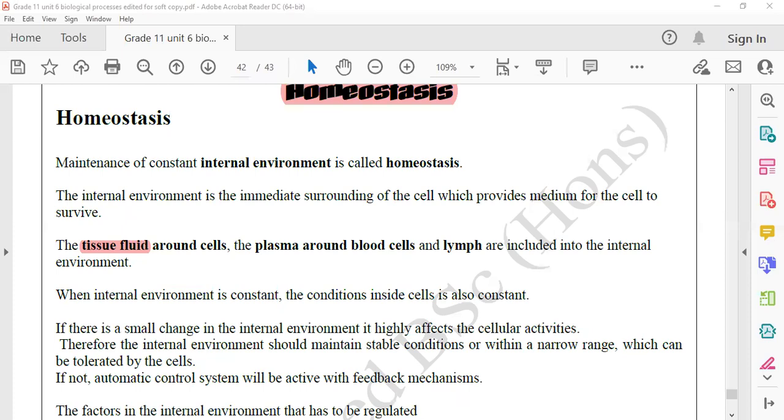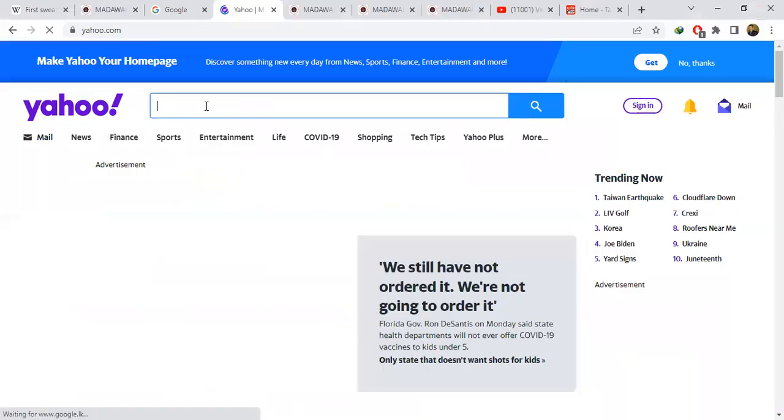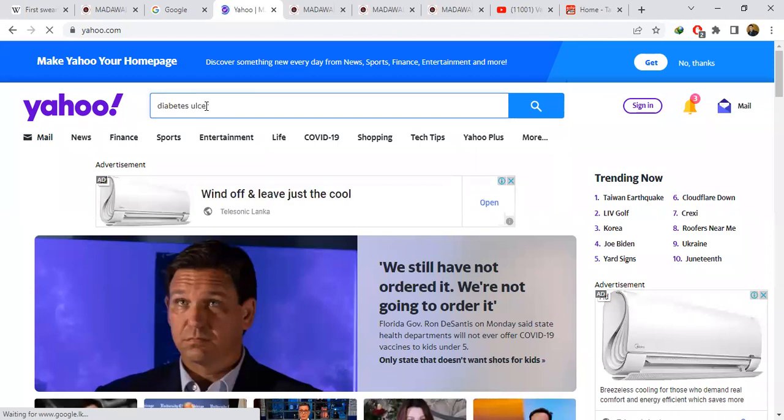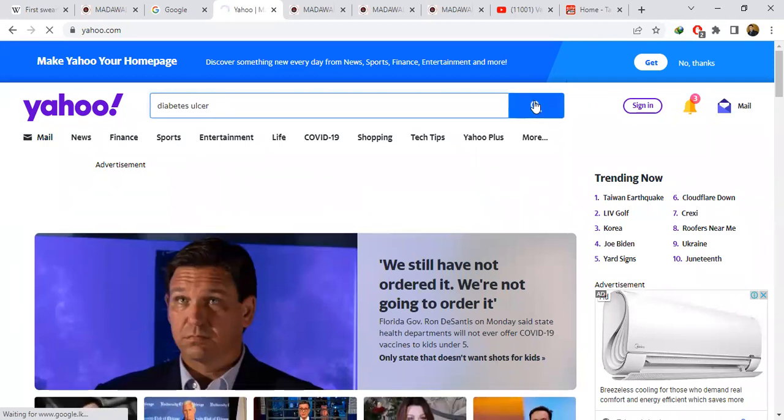If you take diabetes, blood sugar level will be increasing. Internal environment sugar level is not properly maintained. That is the problem of diabetes. Diabetes will bring several issues. I am going to show you one issue there. It is called diabetic ulcer. What is the name? Diabetic ulcer. We will see how diabetic ulcer would be.